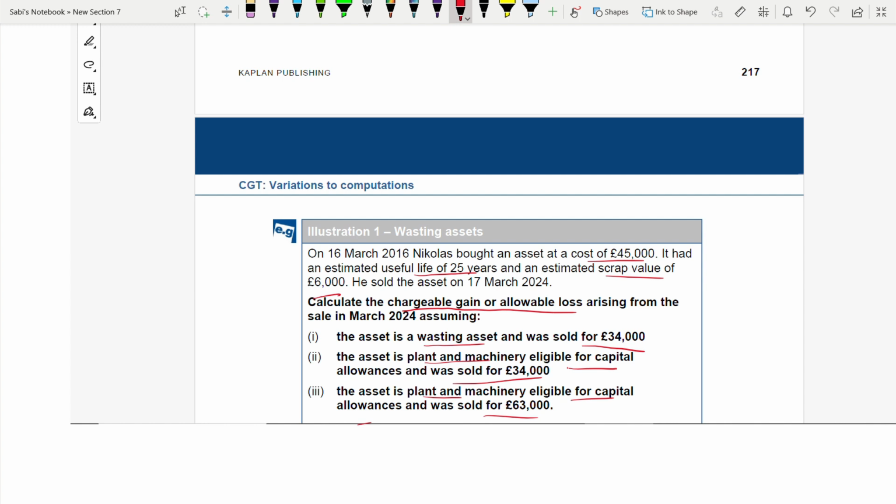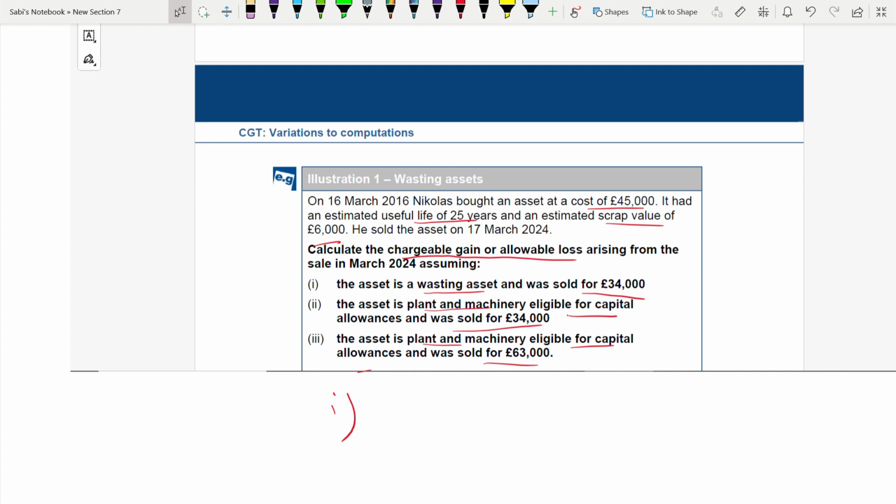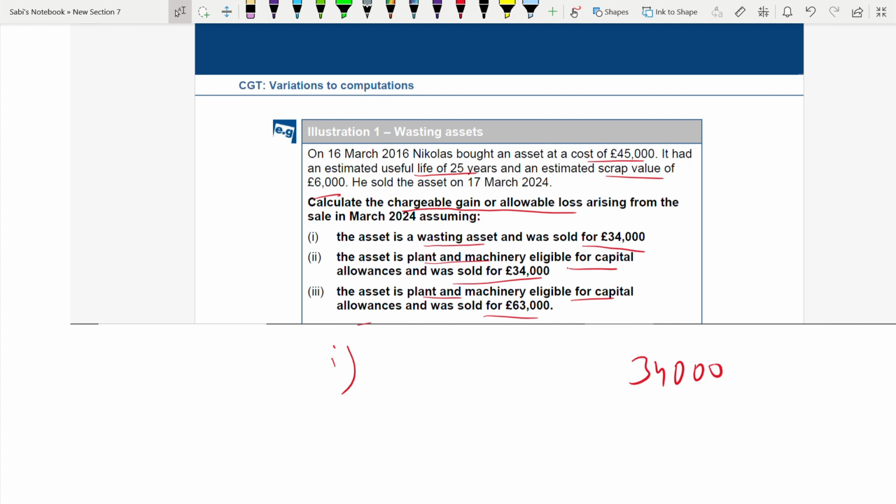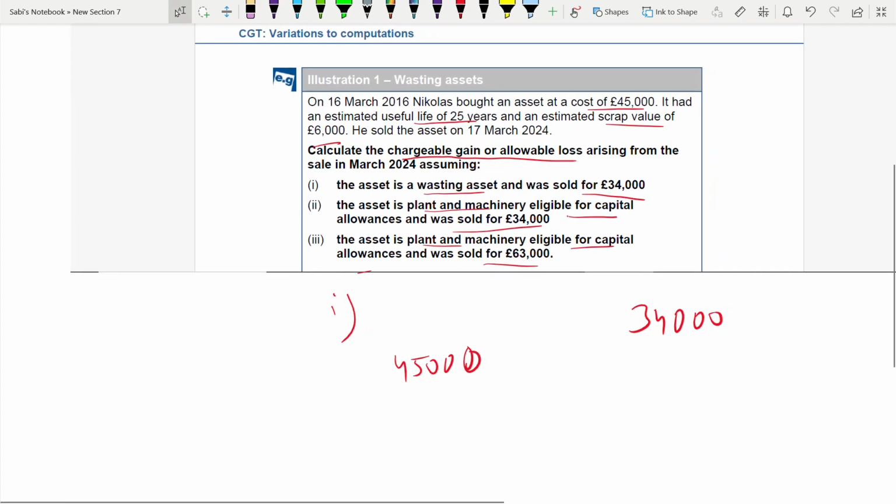Okay, so first one, the asset is a vesting asset. If it's a vesting asset, remember, we have to see the useful life and all. Over the useful life, we have to do it. We have sold it for 34,000. Sale proceed is 34,000. Cost we have to find out. It's like how we deduct depreciation from the non-current asset cost. So from 45,000, we have to deduct vested cost. Vested cost would be useful life is 25 years into what is the cost? 45,000 minus scrap value 6,000.